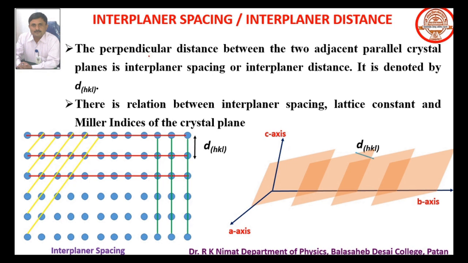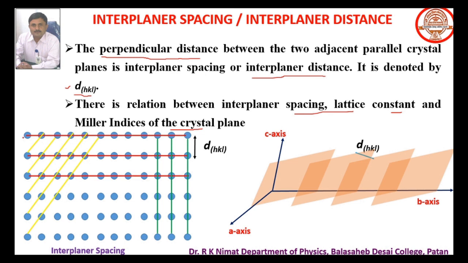Interplanar spacing is defined as the perpendicular distance between two adjacent parallel crystal planes. It is also called interplanar distance, and it is denoted by dhkl. Since the interplanar spacing depends upon the Miller indices of the crystal plane, it is represented as dhkl. There is a relation between interplanar spacing, lattice constant, and Miller indices of the crystal plane. That expression we are going to derive.